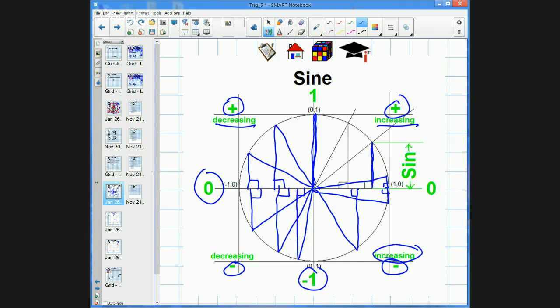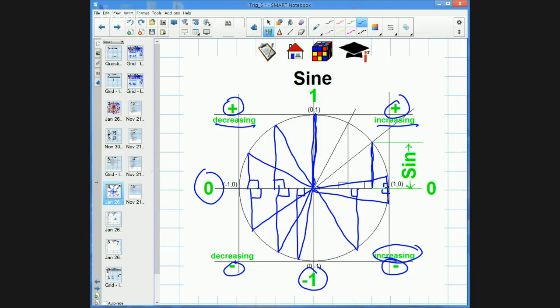So overall, note this about the sine. Positive in the first and the second quadrant, negative in the third and the fourth. Why? Sine is a vertical coordinate. When you're above the x-axis, it's going to be positive. When you're below the x-axis, it's going to be negative. It's increasing whenever you're on the right side, the fourth and the first quadrant, and it's decreasing whenever you're on the left side, second and third quadrant.